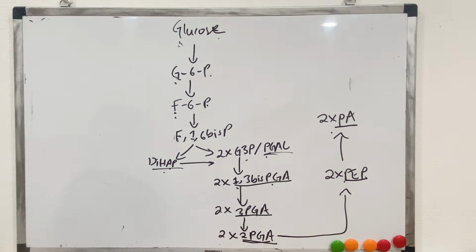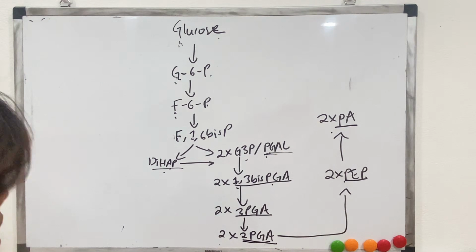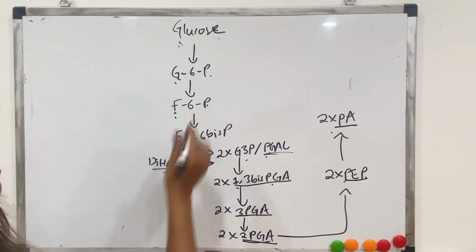See, this silly thing can help you remember 10 substrates of glycolysis. To remember consumption of ATP and generation of ATP and NADH, use this technique.